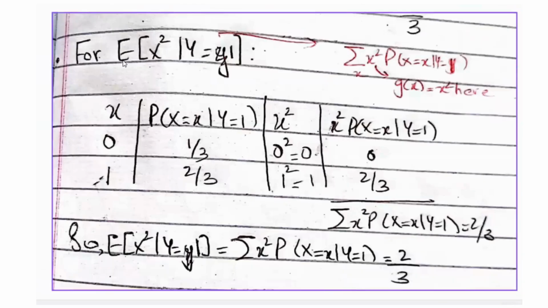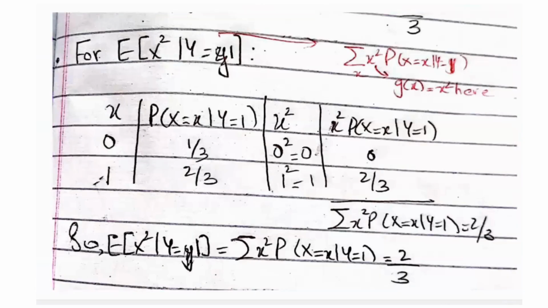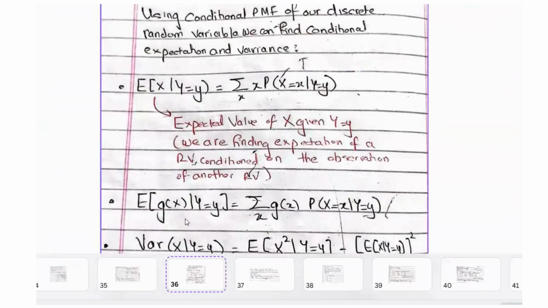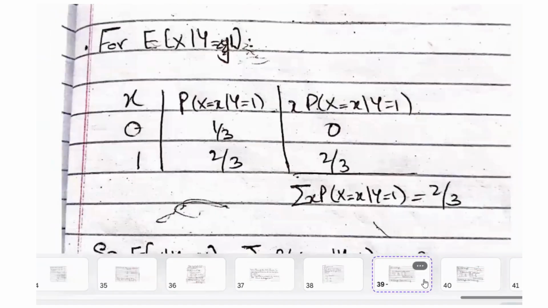We can similarly find the expected value of x squared given y is equal to 1. Here we're going to apply this formula: the expected value of g of x given y is equal to this. Here g of x is equal to x squared. So the expected value of x squared given y is equal to 1 is just the summation over all x of x squared times the probability x is x given y is 1. Here again, the observation on which we're conditioning is y is equal to 1.